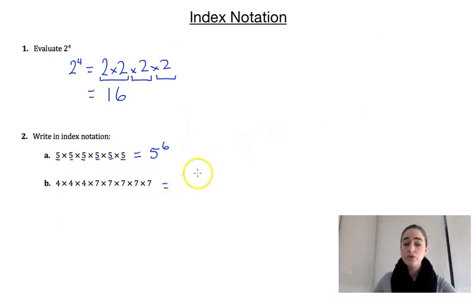For our next one, we've got two different numbers. So we're going to have 4 to the power of 1, 2, 3. So 4 cubed, or 4 to the power of 3, multiplied by 7, and then there's 1, 2, 3, 4, 5 sevens. So 7 to the power of 5.